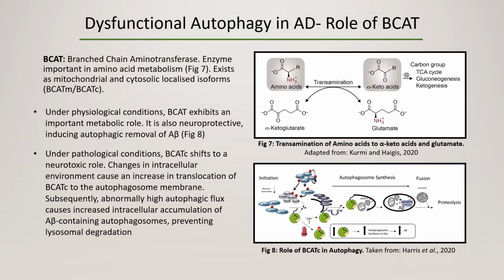Under pathological conditions, the cytosolic isoform, BCAT-C, shifts to a neurotoxic role. Intracellular changes increase BCAT-C translocation to the autophagosome membrane. This increases autophagic flux, causing intracellular accumulation of amyloid beta containing autophagosomes. This prevents lysosomal degradation of amyloid beta.